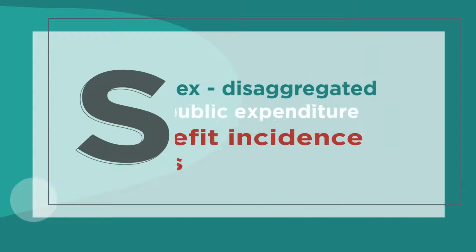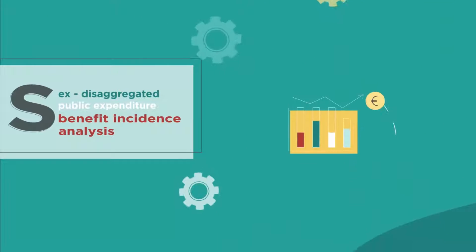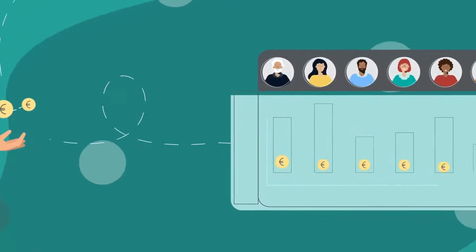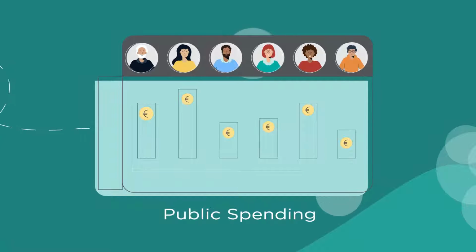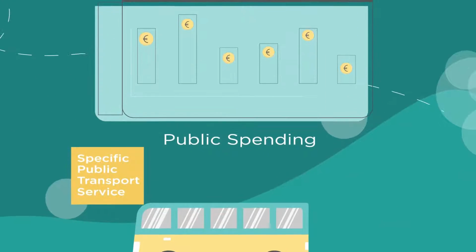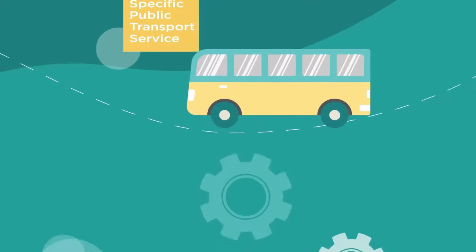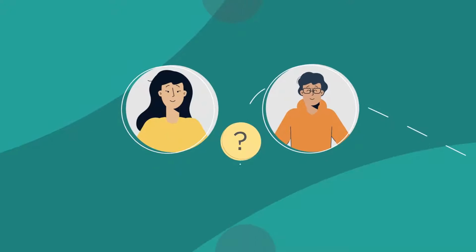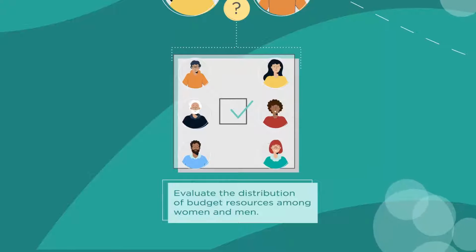Sex-disaggregated public expenditure benefit incidence analysis estimates the unit cost of providing a specific service. In addition, it identifies who benefits more or less from the public spending related to this service. For instance, by estimating the unit cost of a specific public transport service and calculating the number of men and women using this service, we can evaluate the distribution of budget resources among women and men.